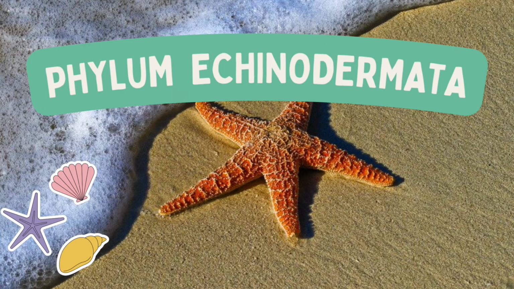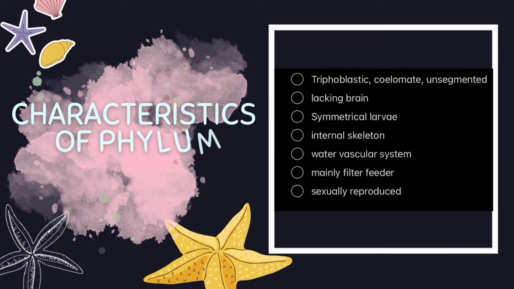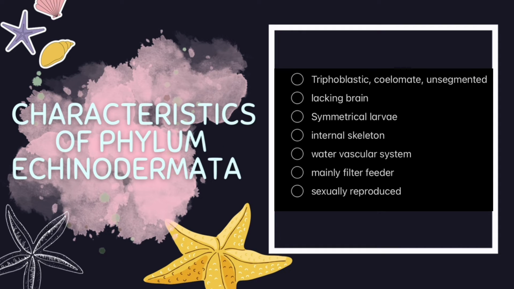Now, I would like to talk about phylum Echinodermata. Characteristics of Echinodermata: it is triploblastic, coelomate, and has a young segment. It lacks a brain and complex sense organs.